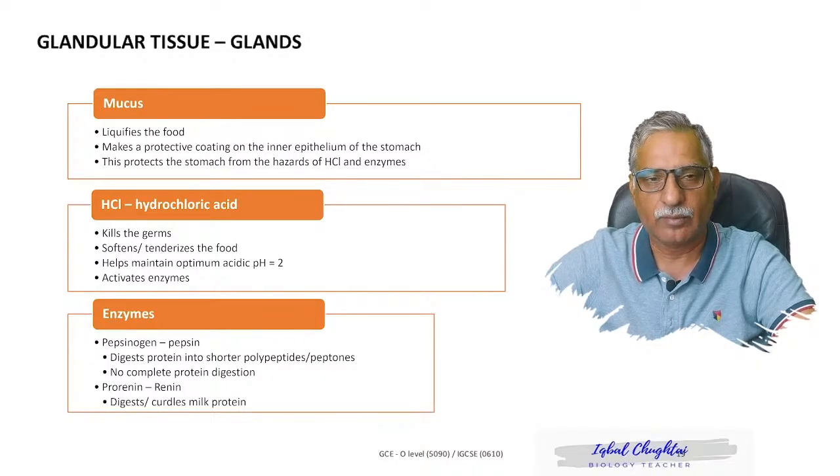Whereas another enzyme, known as prorenin, is an inactive form of the enzyme. When it enters the stomach cavity, it interacts with the hydrochloric acid and becomes activated as renin, and it is responsible for digesting milk proteins and for curdling of the milk.